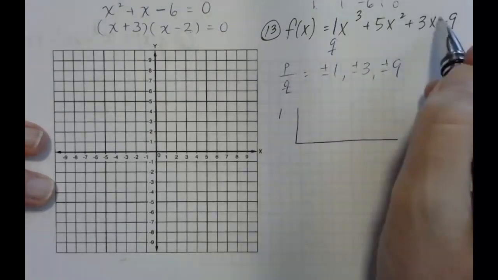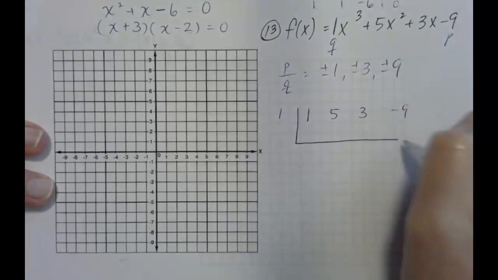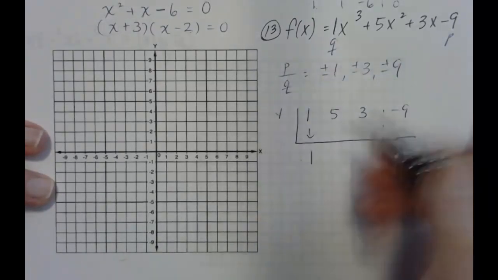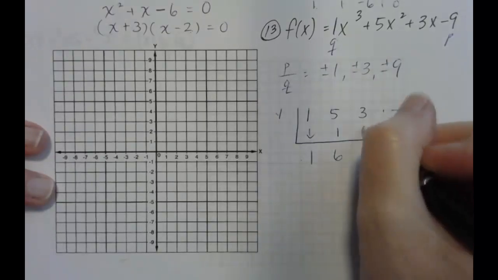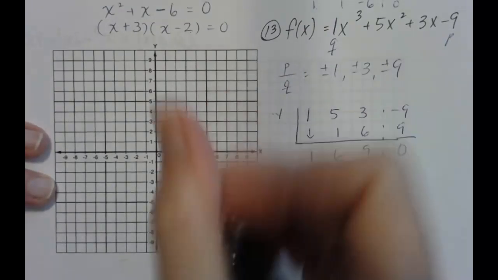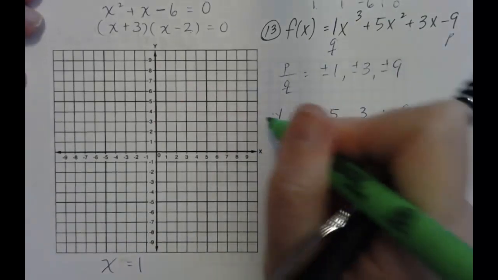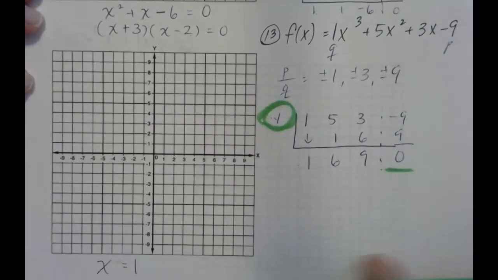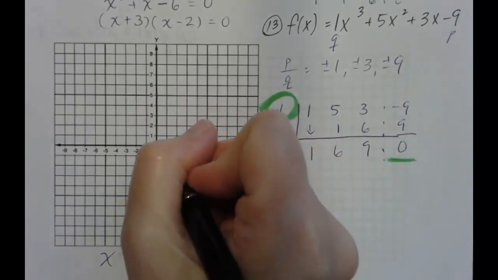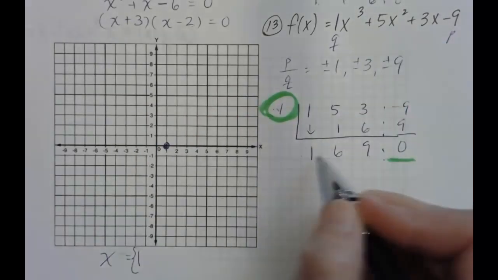3, 2, 1, none. Line them up. 1, 5, 3, and negative 9. Bring down the 1 and then multiply, add. And we got a winner right away. So x is equal to 1. Remember, whatever we're dividing by out here, if we get a 0, we have a true factor. So that is our first 0 at positive 1. We're looking for 3 of them. What is left right here?